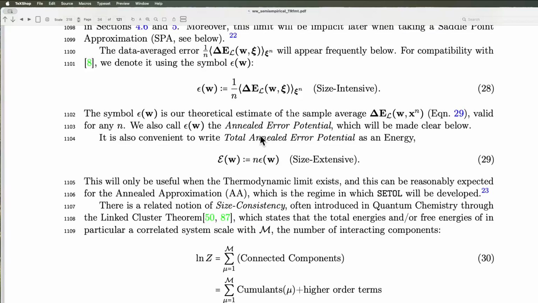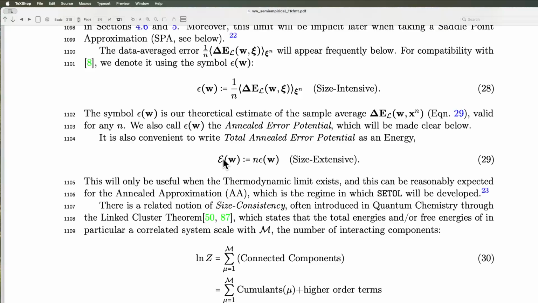Forgive me, I'm doing a side note. I just want to double check how we compute this, and this is all described below. Section 4.2 has been the hardest one to write of the whole paper. But this epsilon of W is the annealed error potential, and this will be made clear below. So it's convenient to write the total annealed error potential as an energy.